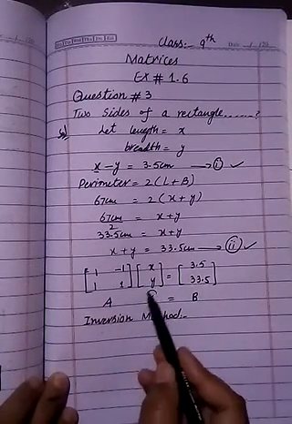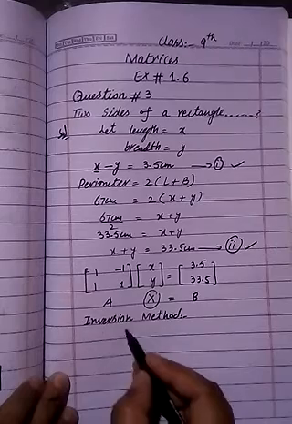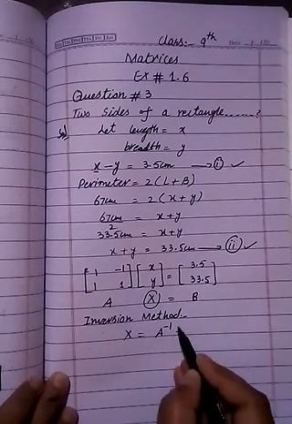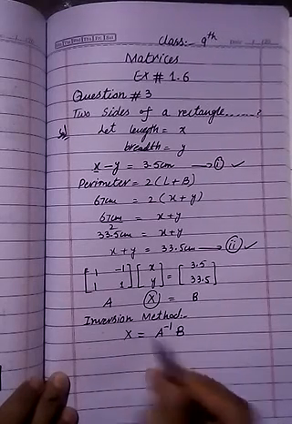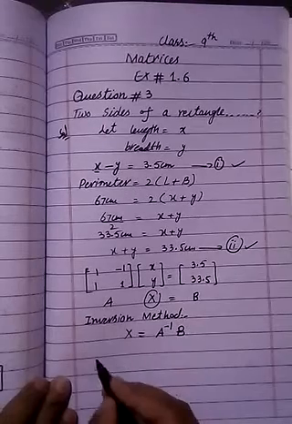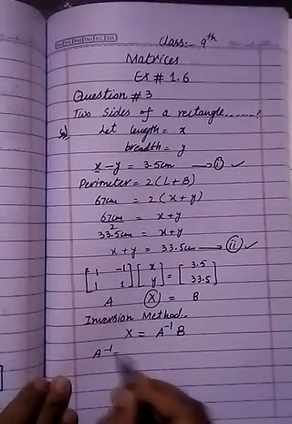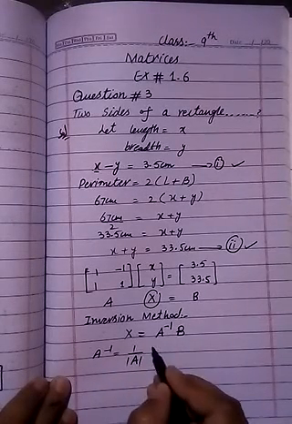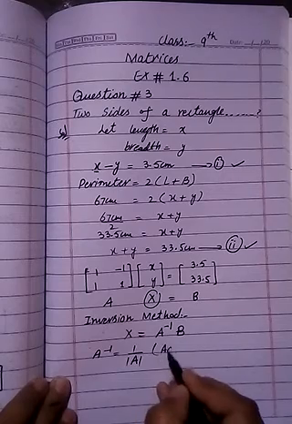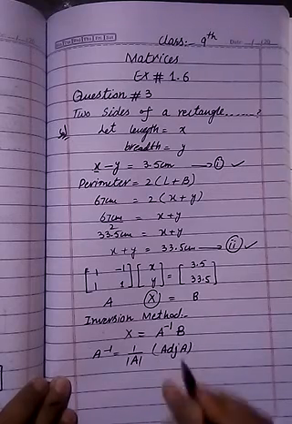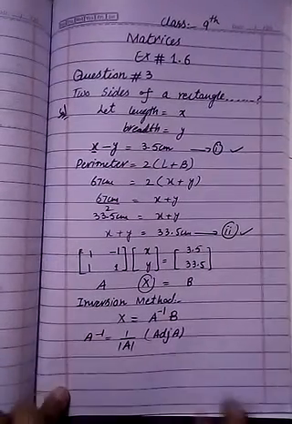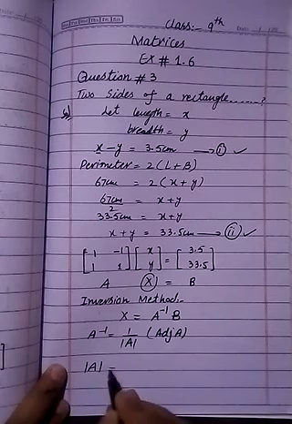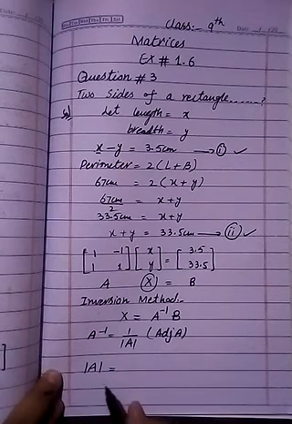So we are going to find the value of X. So A shifts to the other side and becomes A inverse into B, meaning multiply. So first of all, you have to write the formula of A inverse. Its formula is 1 by determinant of A into adjoint of A. So first of all, we will see what the determinant is. A mod is another name for determinant.